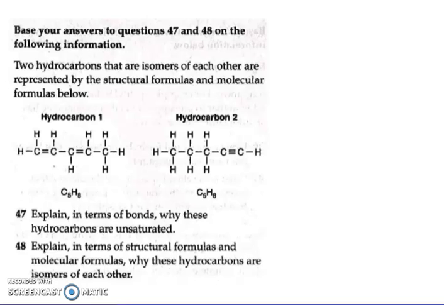48 says explain in terms of structural formulas and molecular formulas why these 2 hydrocarbons are isomers of each other. They're isomers because they both have the same molecular formula, C5H8, but they are put together differently, therefore they have different structural formulas. Different structural formula, same molecular formula, that is the definition of an isomer.